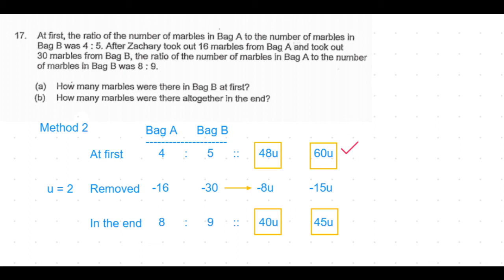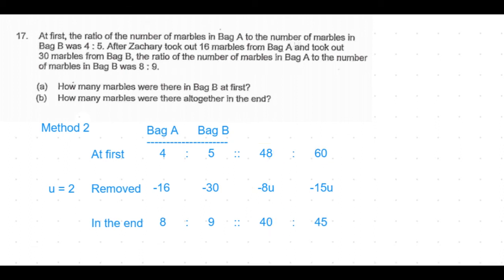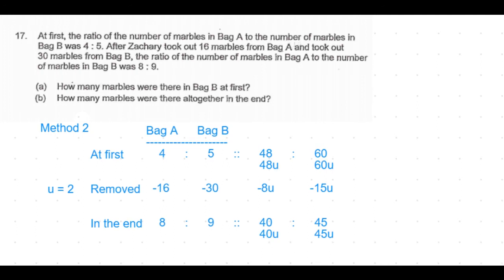So now we have got the correct ratio. The first ratio is 48 is to 60. Now we can represent that as 48 units and 60 units. Similarly, in the end, 40 units and 45 units. So the question is, how many marbles were there in bag B at first? At first, bag B has 60 units. So we already assumed 1 unit is equal to 2. So 60 units is 120 marbles.